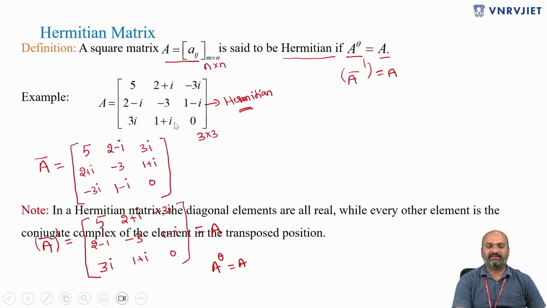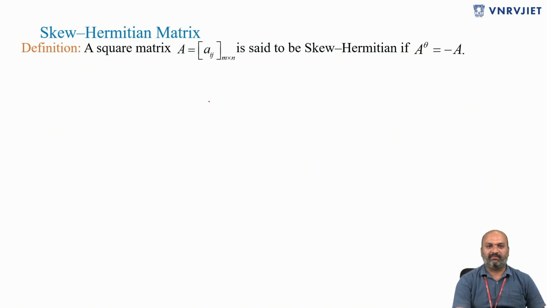Next, we'll see what a skew Hermitian matrix is. Here also it is a square matrix, n by n or m by m. A square matrix n by n is said to be skew Hermitian if A theta equals minus A. What is meant by A theta? We know, transposed conjugate of A equals the negative of the given matrix A. Then such a matrix is said to be a skew Hermitian matrix.